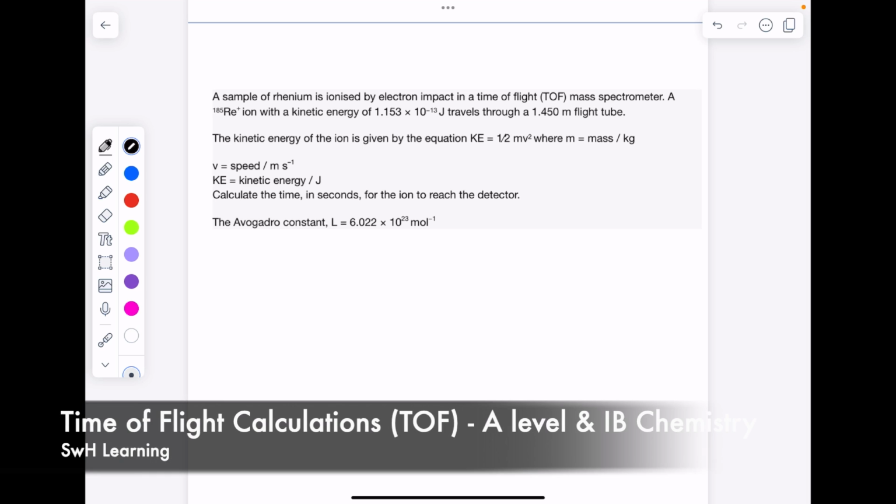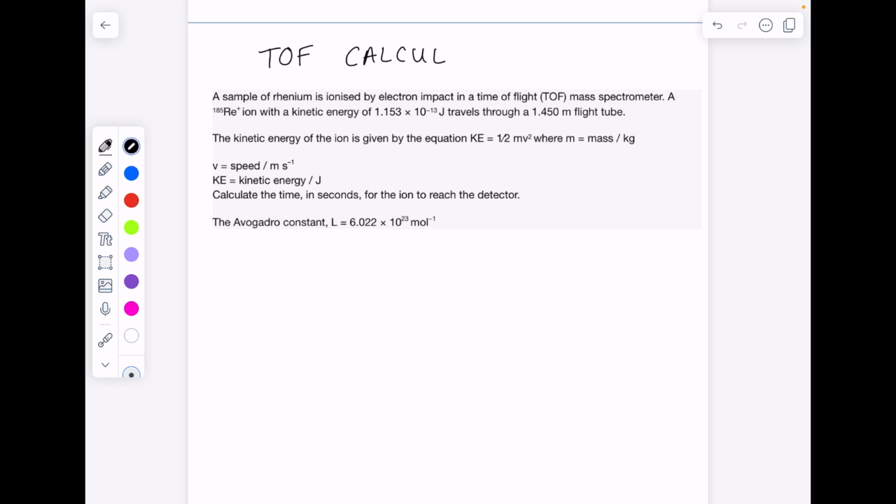I now want to show you how to do time of flight calculations, TOF. Now these always look super overwhelming, but they are absolutely fine if you follow a few key steps. Remember, they're worth between 5 and 6 marks, so it is worth making sure that you've got them sorted, and they do tend to come up in every single exam. So we'll start by looking at the question.